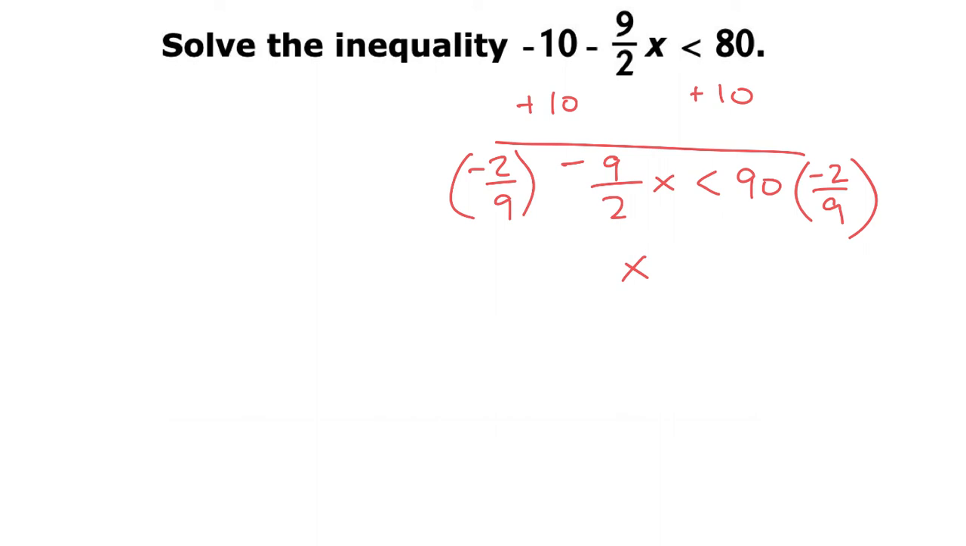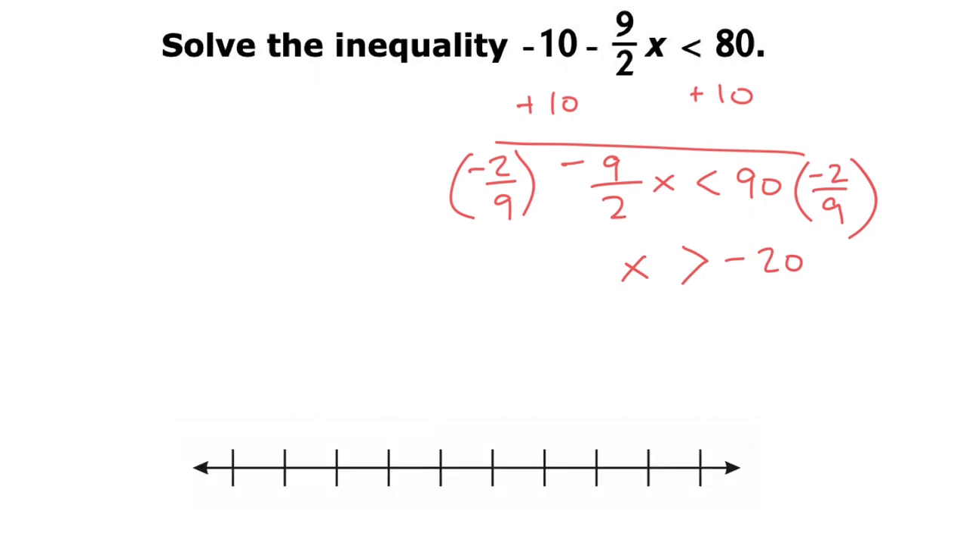Because I'm multiplying by a negative, I need to make sure I do a sign change. And 90 times negative 2 over 9 is the same thing as negative 20. So x is greater than negative 20. Graphing my solution on a number line, if this point represents negative 20, I will have an open circle, and x could be any value greater than negative 20.